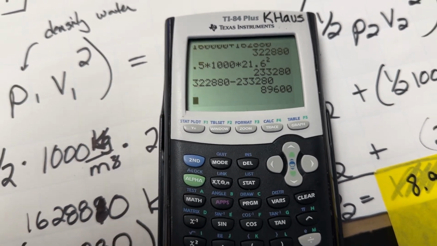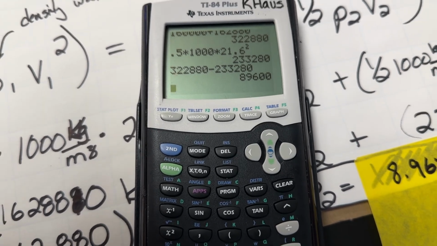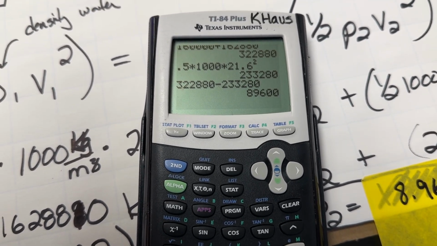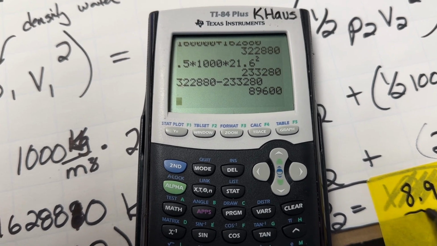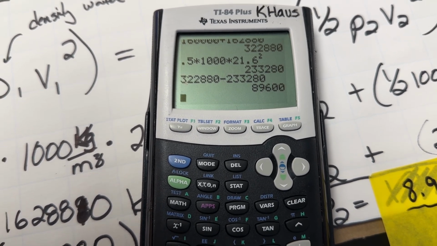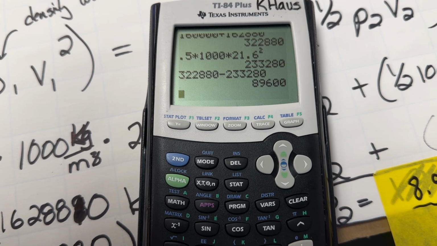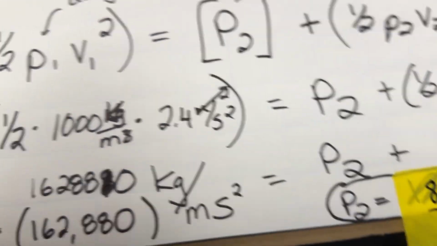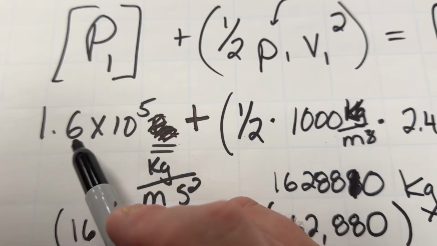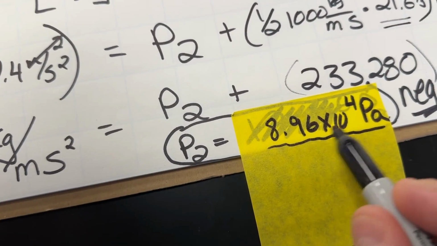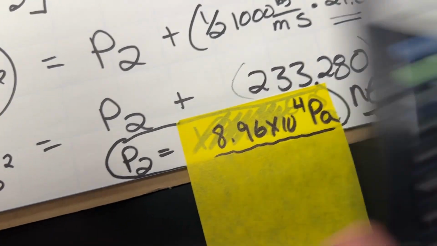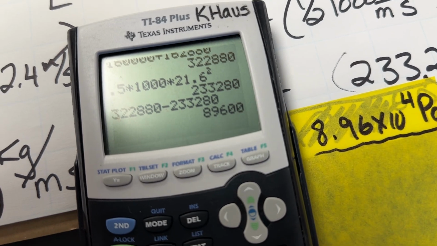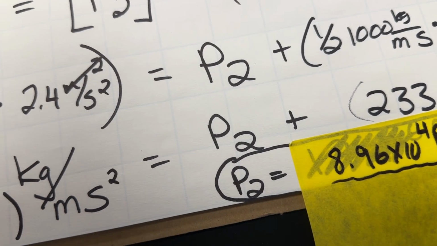pascals. And that makes sense, because when you make the fluid flow faster, it actually creates less pressure, kind of like a narrow pipe along the way. So we started with an initial pressure of 160,000, and now we're down to what, let's look at the calculator, easy to read, 89,600, or 8.96.